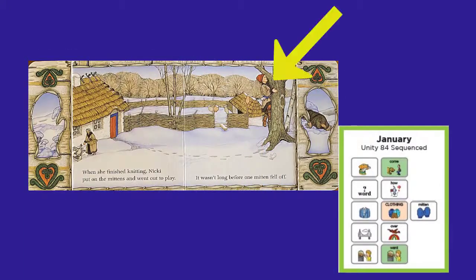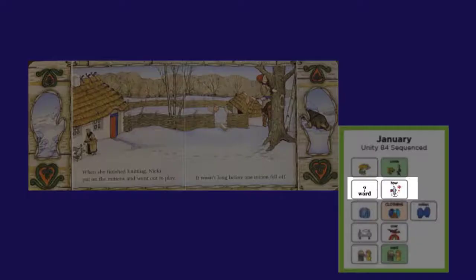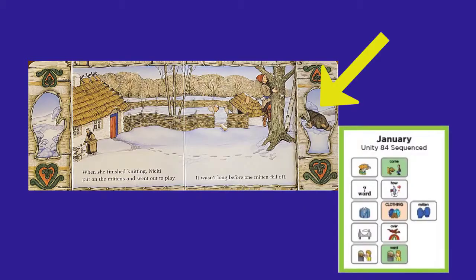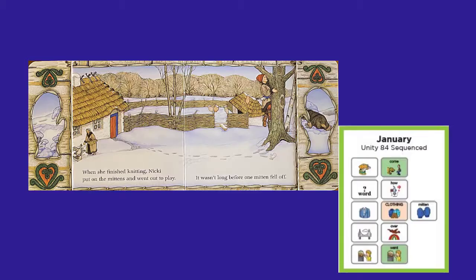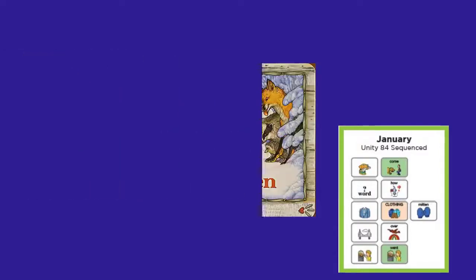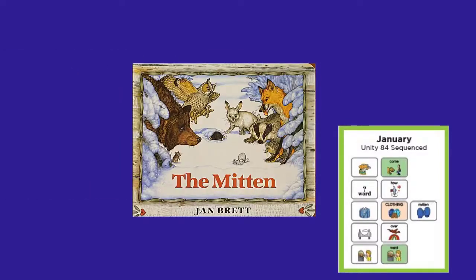The boy's climbing up a tree. I think he dropped something. What do you think he dropped? I wonder how he dropped it. And look there. There's an animal in the mitten. Somebody wanted to come in the mitten. Let's read the story and find out what happens.